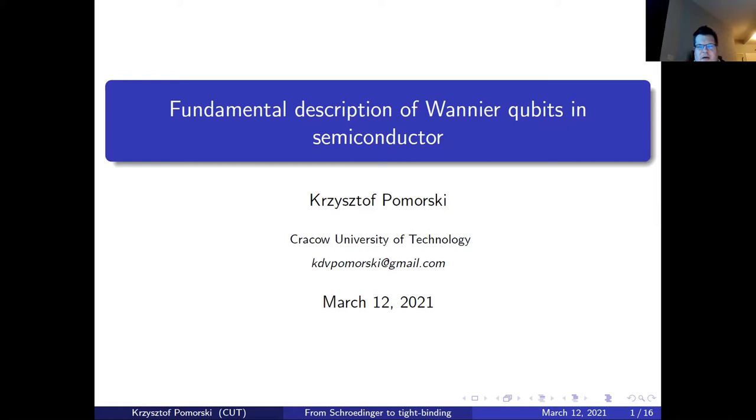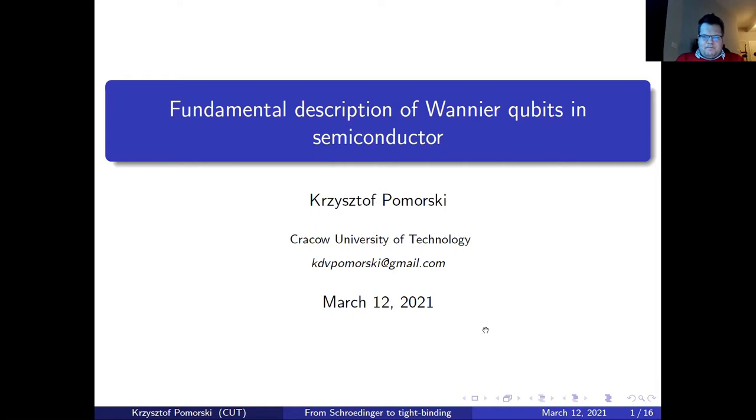So today I will give the prescription of how to derive the tight binding parameters of the tight binding model from the Schrodinger approach. That's why I chose the name fundamental description of Wannier qubits in a semiconductor. I will describe the philosophy of my approach, and later I will move towards the more complicated formulas that are a bit technical and are also expressed in my recent Arxiv paper with the same title as this presentation.